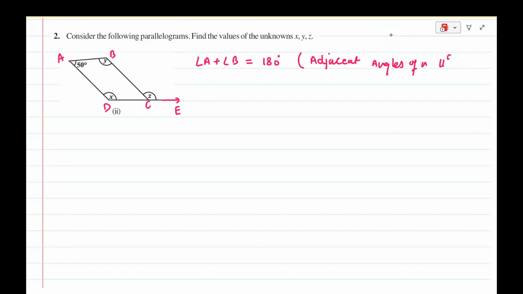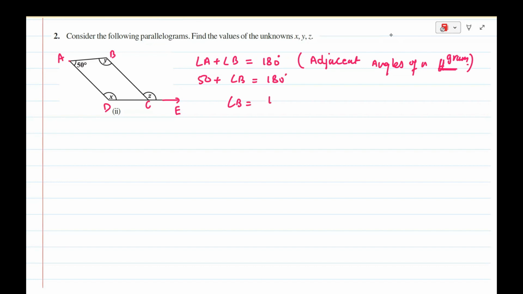Correct? Parallelogram. See, I'm writing a shortcut, but we cannot use it in the exam. Just to make it a little faster, I'm using this shortcut. The two parallel lines form a parallelogram. Angle A is given as 50 degrees. Angle B, I need to calculate.